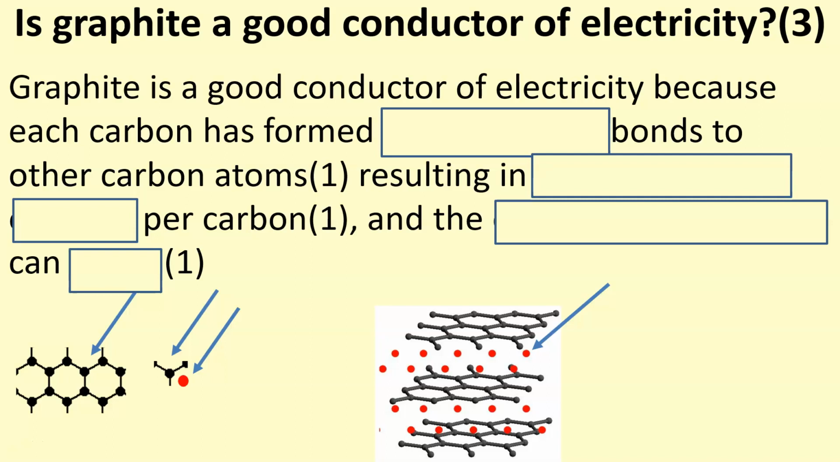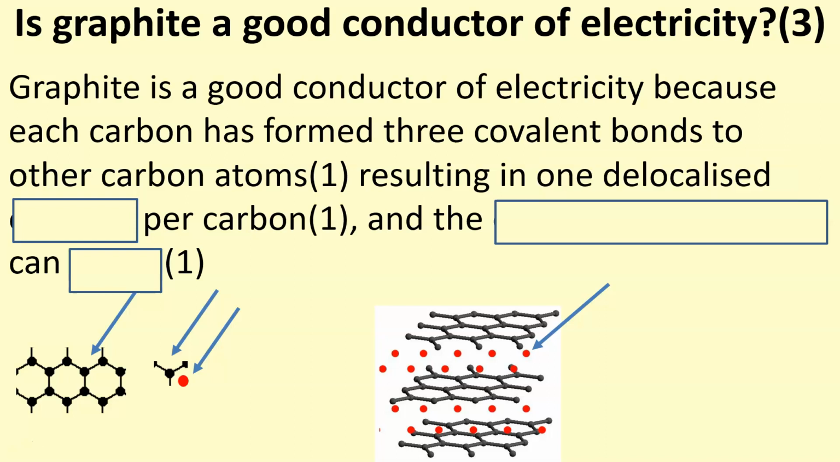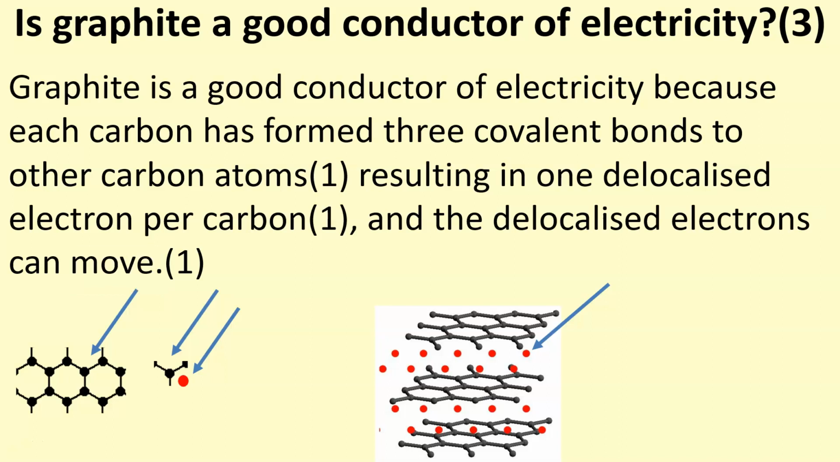Why is this? If we look at the diagram, it's showing a little bit of a graphite layer. We can see each carbon is bonded to 3 other carbons. So each carbon has bonded to 3 other carbons with covalent bonds, resulting in a little electron which isn't actually in one specific place, but it's a delocalized electron. So it's got one delocalized electron per carbon. And what can the electrons do? They can move throughout the structure.